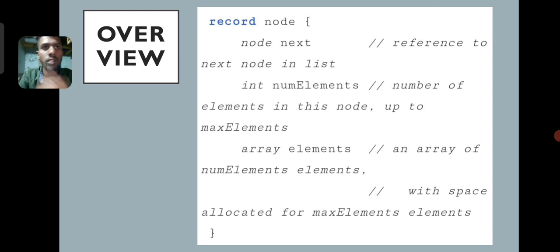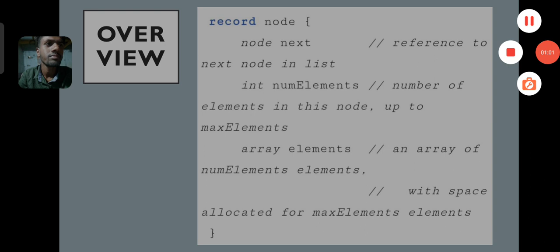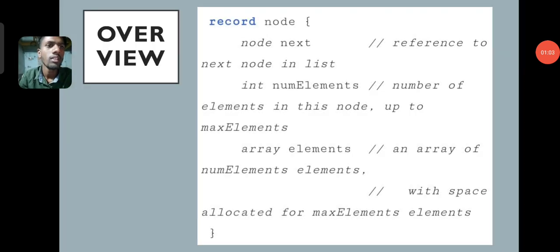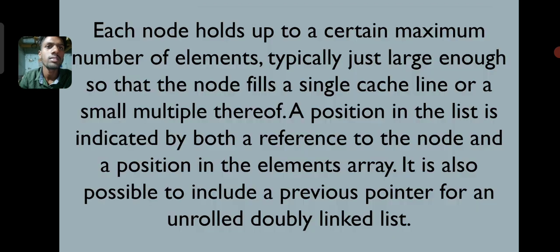Overview of model. Record node { node next, references to next node in list; int number of elements in this node, up to max elements; array elements, an array of number of elements with space allocated for max elements }.